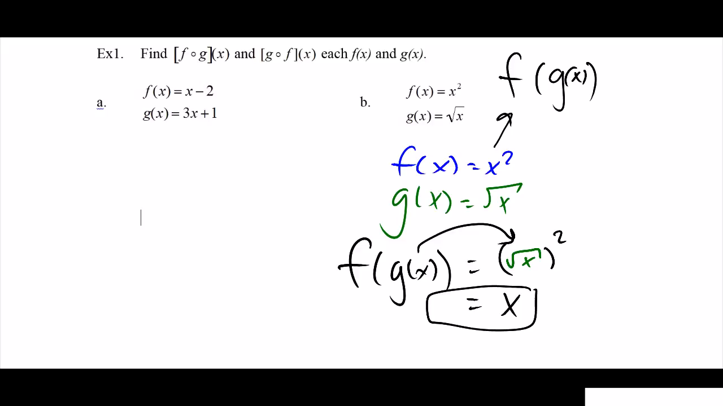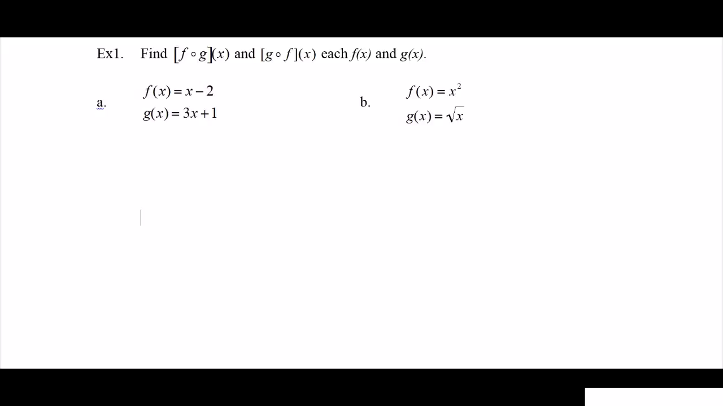So when we do f of g of x, if we look up here at the top again, we take our f function, which is x squared, and we take our g function, which is the square root of x, and all we do is replace our x values with g of x. So that's how we find f of g of x. Now, what if we wanted to find g of f of x? What is our g function when we substitute our x's with f of x?